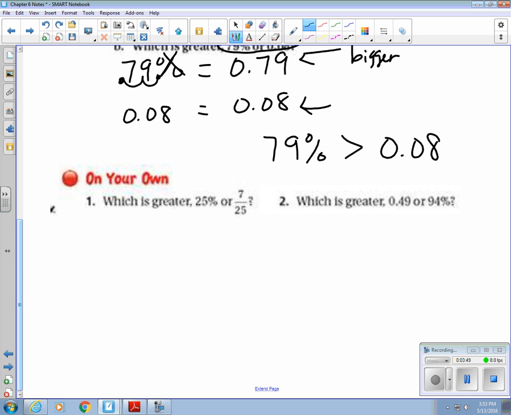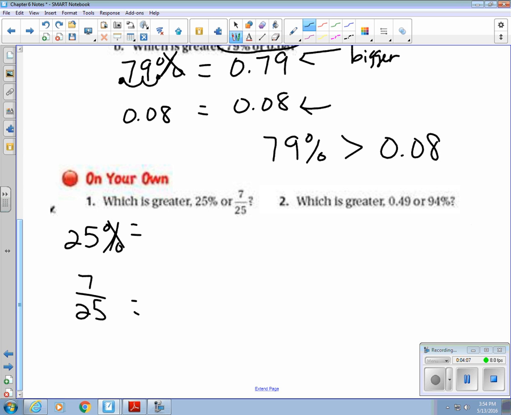Okay, number 1, which is greater, 25% or 7/25ths? So I will write both of those numbers down. And I recommend that you do the same. Please write down all this work as you're doing your work. The more that you write down, the less of a chance you have to make mistakes.